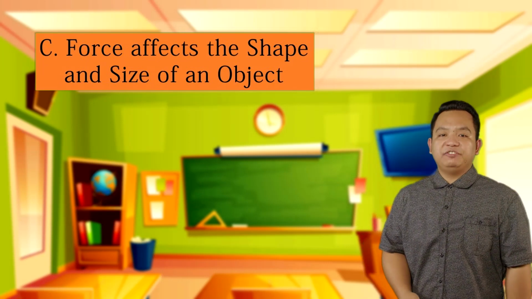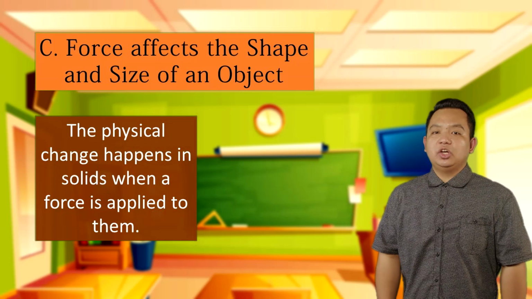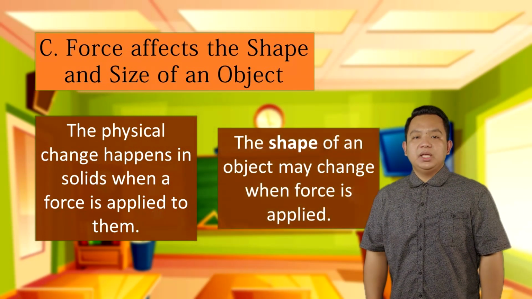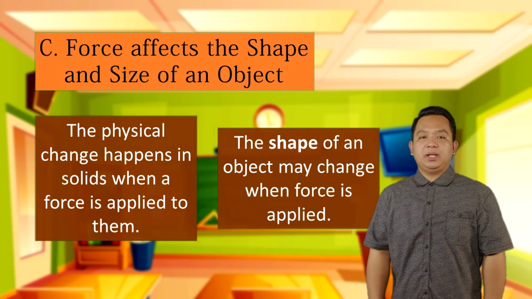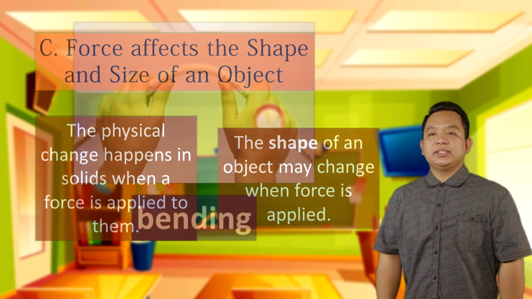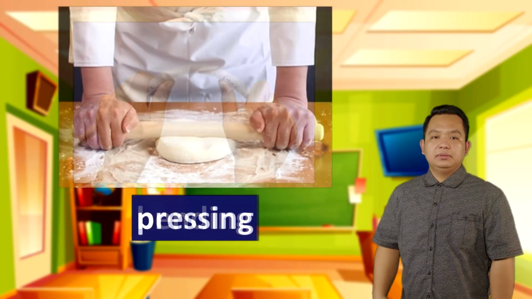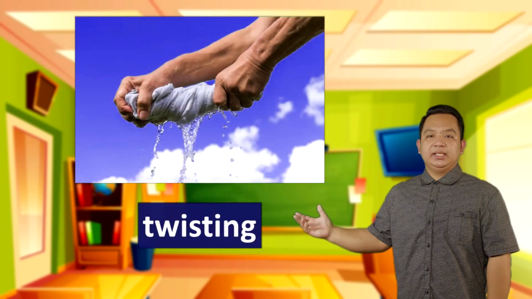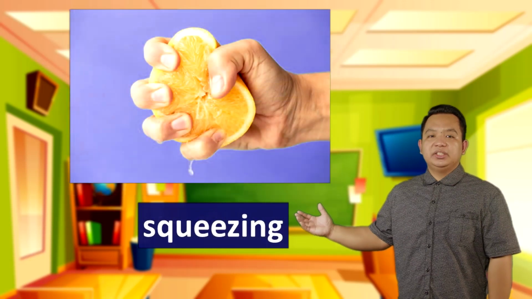Recalling the lesson on physical changes, the physical change happens in solids when a force is applied to them. The shape of an object may change when force is applied. Here are some examples: bending, pressing, twisting, stretching, and squeezing.